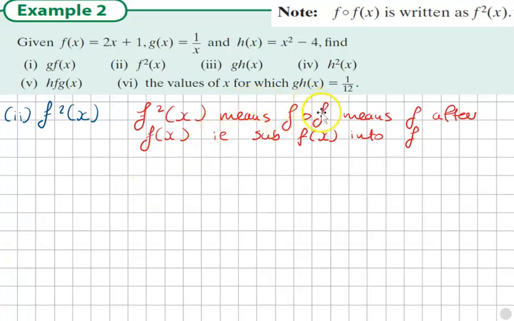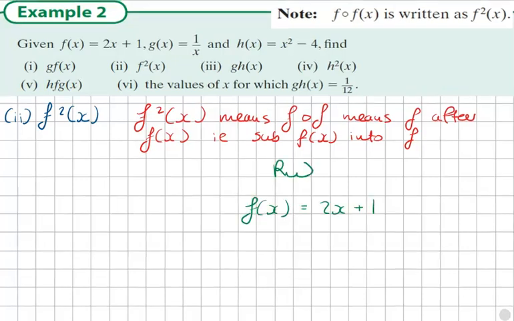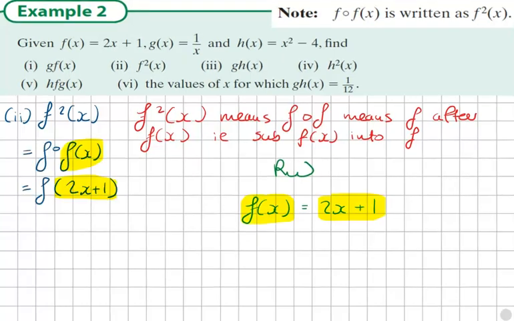Part 2, f squared x, which means f after f. So f after f is another way you could write this out. I'm going to just write that in there now. So f after f of x means sub f of x into f. So in our rough work, we're just going to write down the function f of x equals 2x plus 1, and then we're going to substitute that into the function f. So we get f of 2x plus 1.